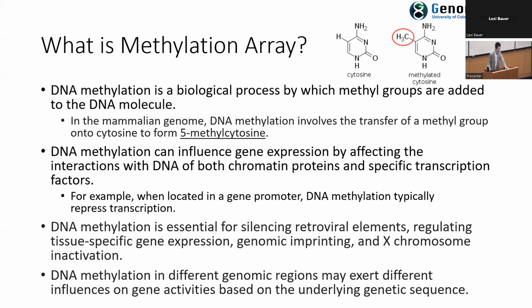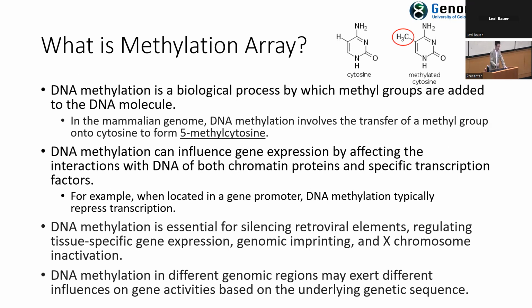In the mammalian genome, DNA methylation involves the transfer of a methyl group onto cytosine to form 5-methylcytosine. DNA methylation can influence gene expression by affecting the interaction with DNA of both chromatin proteins and specific transcription factors, where, for example, when located in a gene promoter, DNA methylation typically represses transcription.